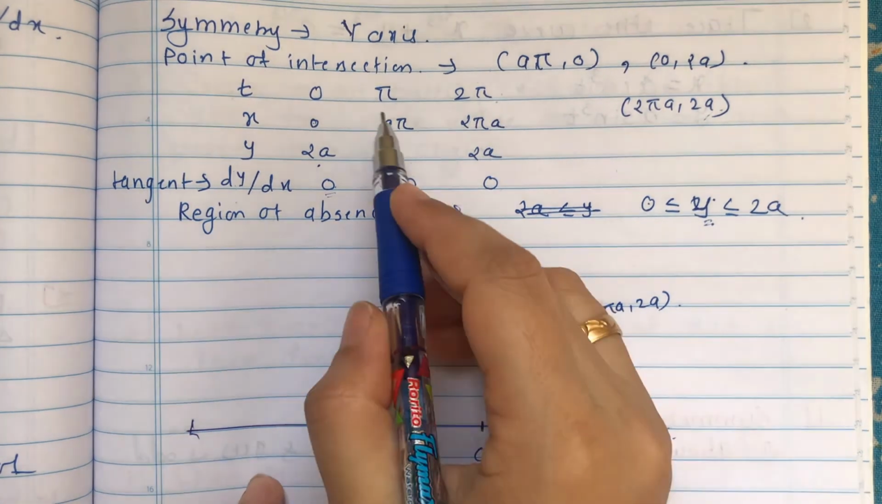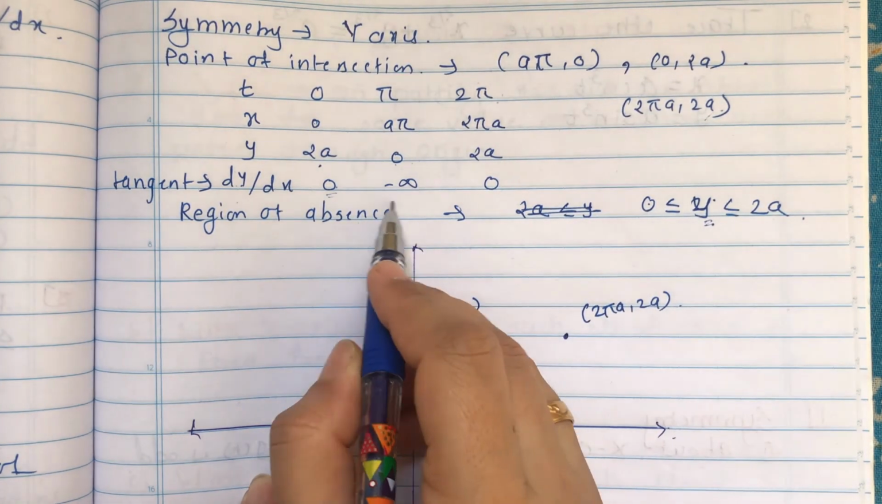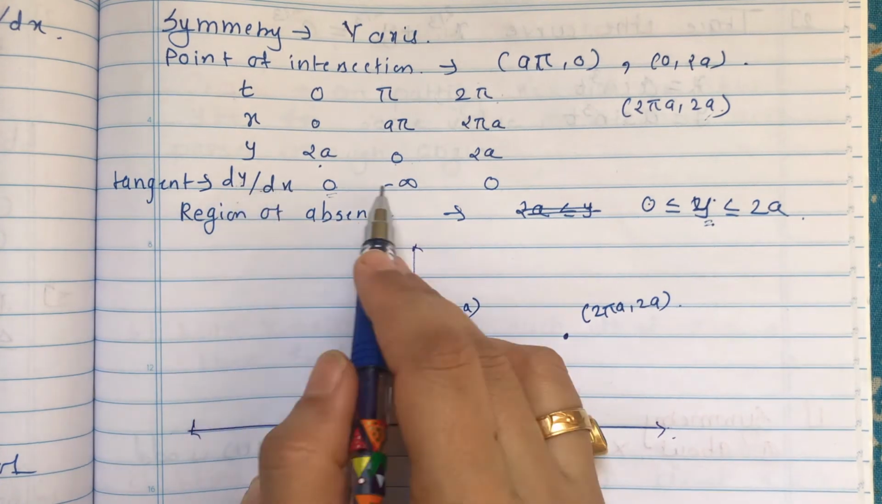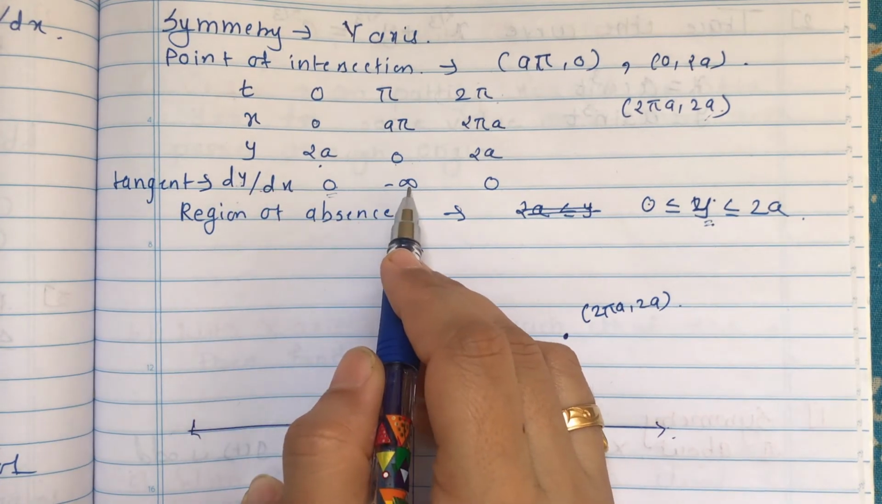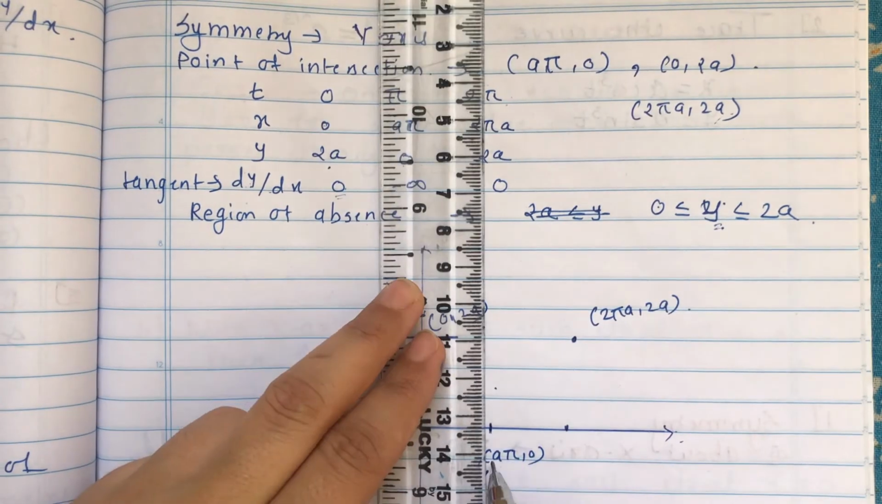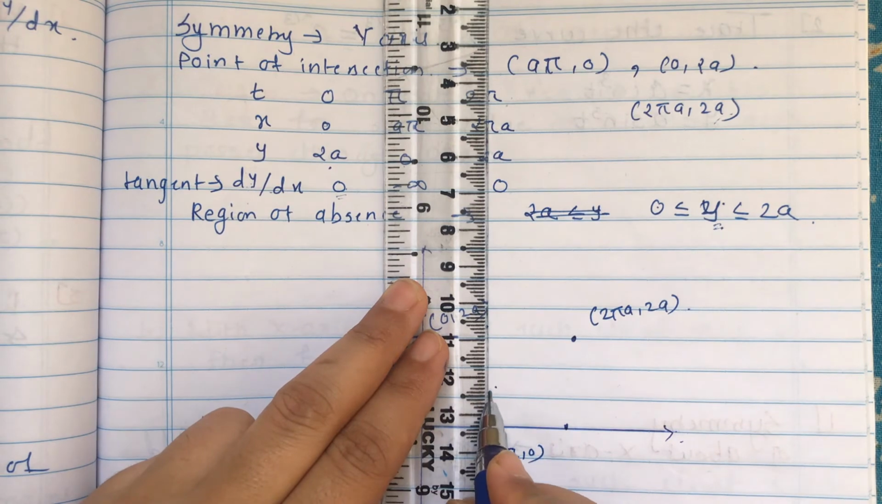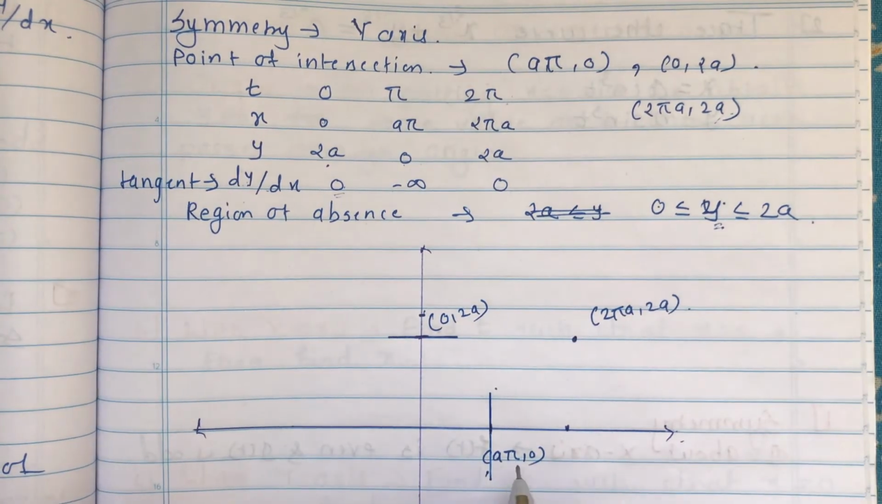Okay, next, for a pi comma 0, this is the point a pi comma 0, the nature of the tangent will be what? dy by dx is equal to infinity, so the tangent will be parallel to y axis. So for this point tangent will be what? Tangent is parallel to y axis.